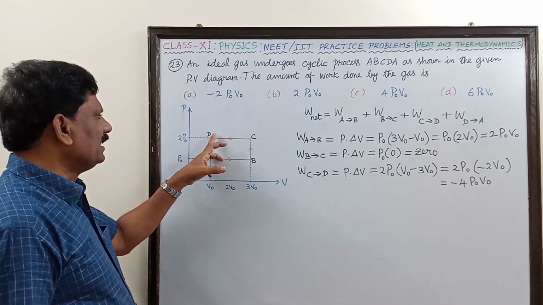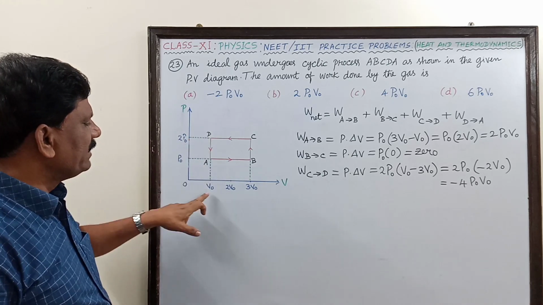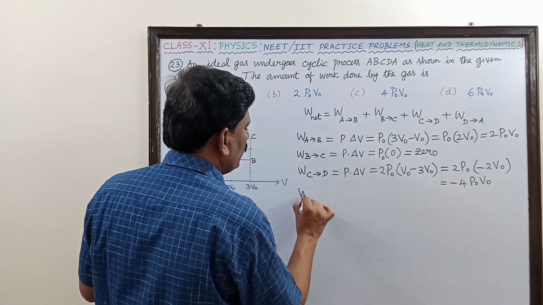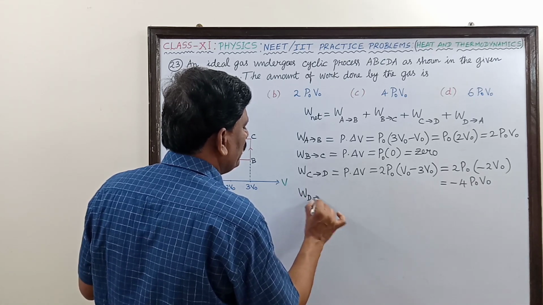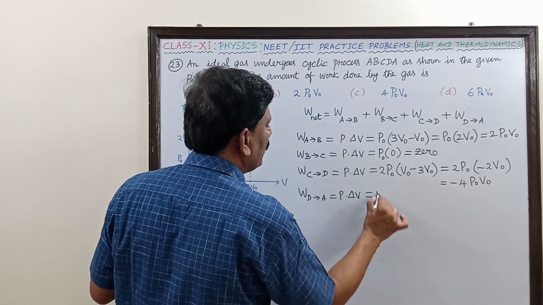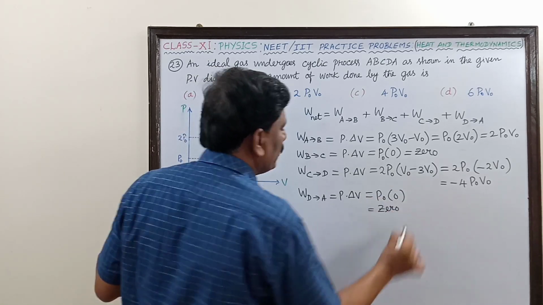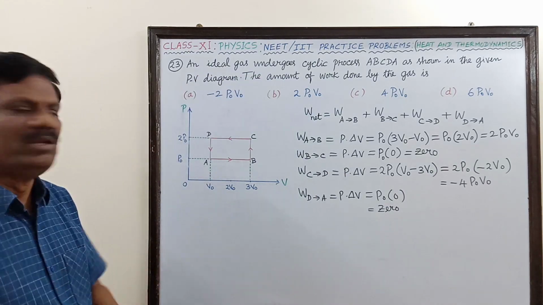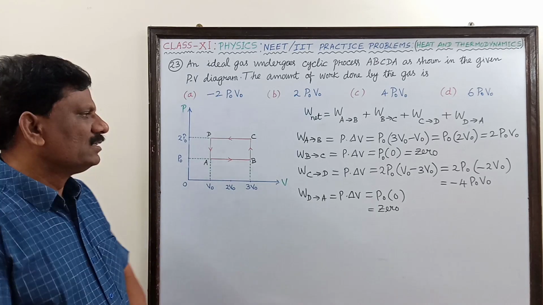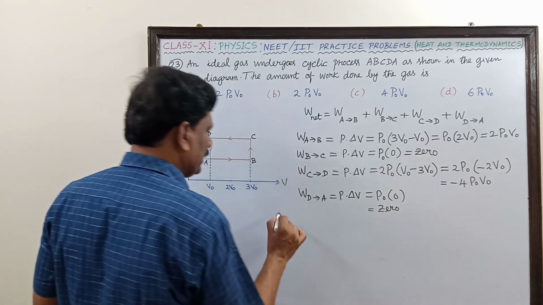One more step is from D to A. Now we can see D as well as A have the same volume. So W D to A is equal to P into delta V, that is equal to P0 into 0, that is equal to 0. So whenever the volume remains constant, change in volume is 0. So my dear students, we are going to add all the 4 terms. You will get the net work done.